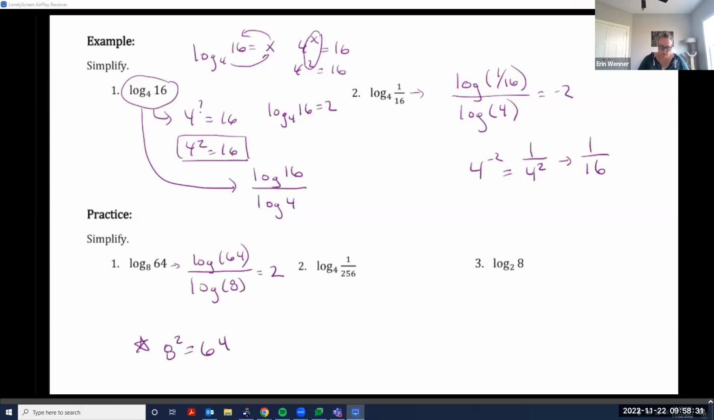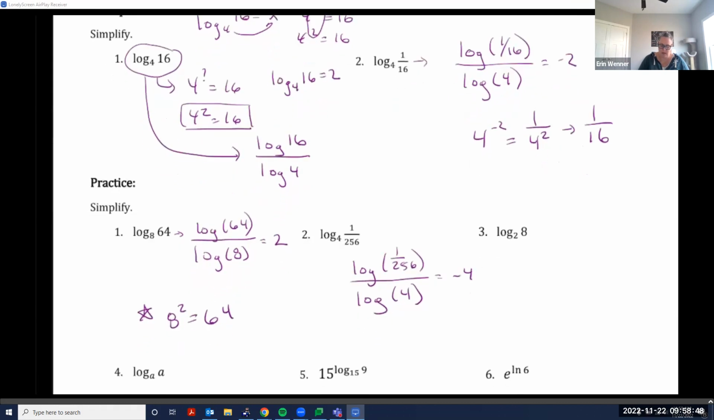And number 2, we're going to do log of 1/256 divided by log of 4. We will end up with -4. And again, why is that? That's because 4 to the -4 equals 1/256. And finally, number 3, log base 2 of 8.